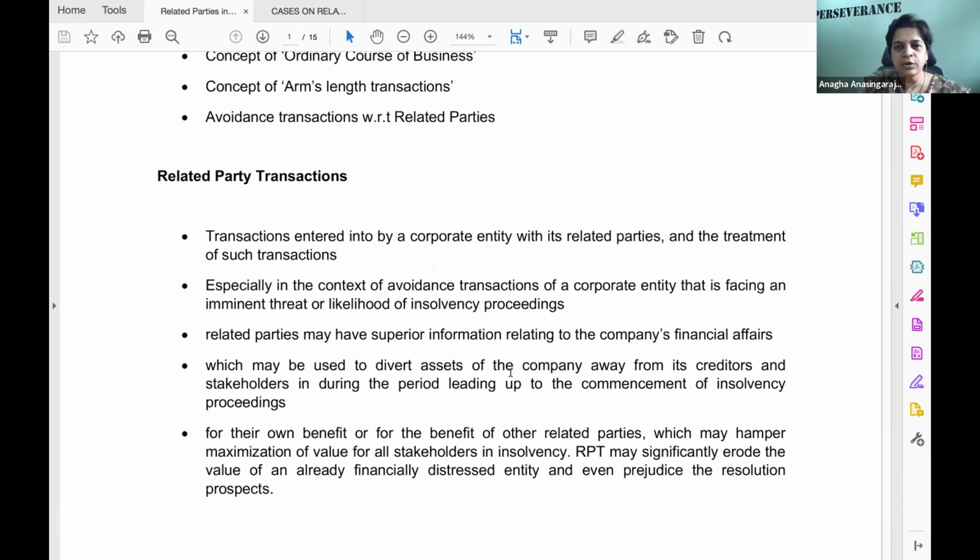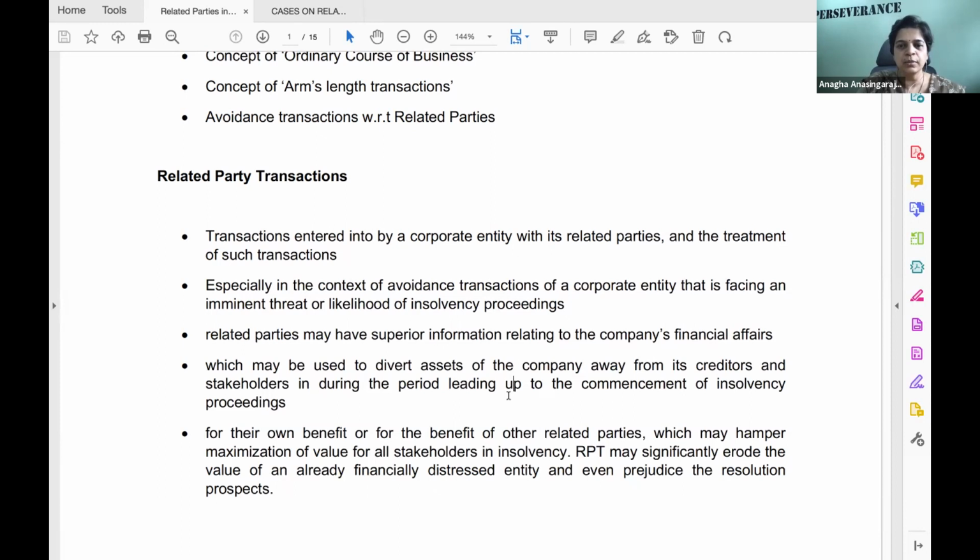And in that, we also need to discuss what is the treatment to be given to such transactions, especially in the context of avoidance transactions of a corporate entity which is undergoing CIRP, or which is likely to undergo CIRP, or which is under imminent threat of insolvency. Related parties, being internal people, have access to different kinds of information in the company. They are likely to have superior information relating to the company's affairs, the financial affairs especially. This kind of inside information may be used to divert the assets of the company from its creditors and the stakeholders in the period leading up to the insolvency.